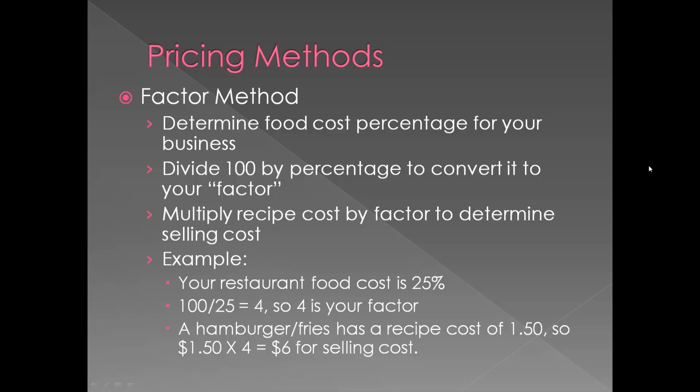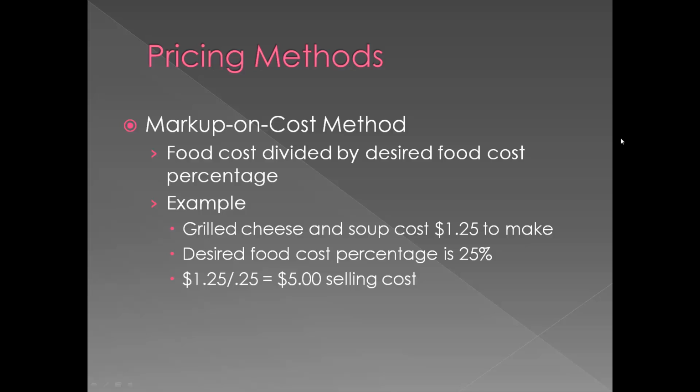So I'm going to tell you that the hamburger and fries has a recipe cost of $1.50. So you can make a hamburger and fries for $1.50. That is your food cost. So your selling cost is $1.50 times 4, which is your factor, and you are going to sell that hamburger for $6. So that's one method restaurants can use to price their items.